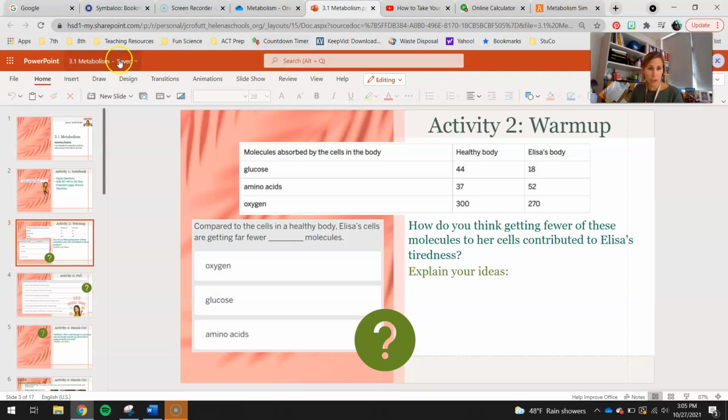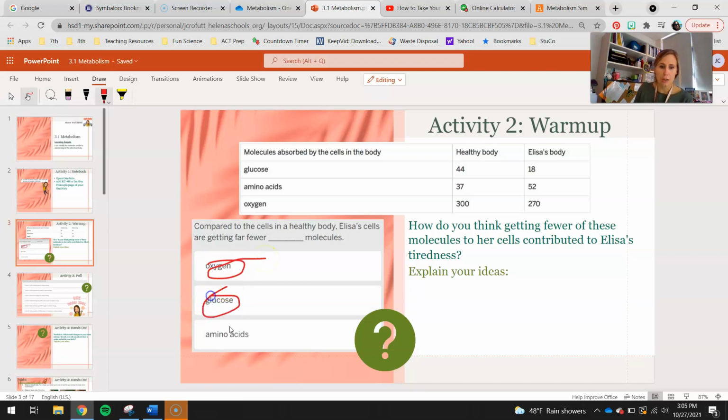Using your draw tool, you're first going to answer this question. Compared to the cells in a healthy body, Elisa's cells are getting far fewer blank molecules: either oxygen, glucose, or amino acids. So what is she not getting enough of in her cells? And then, how do you think getting fewer of these molecules to her cells contributed to Elisa's tiredness?